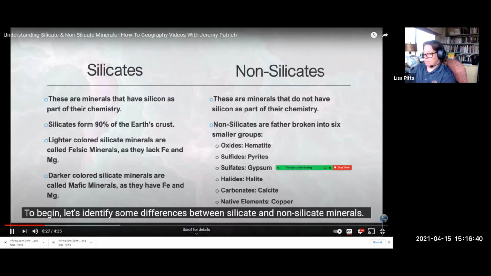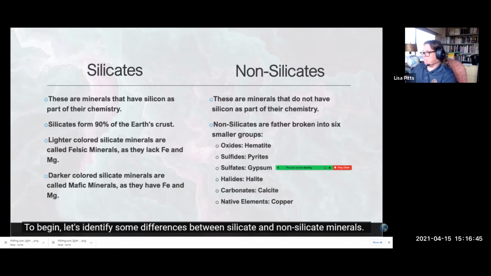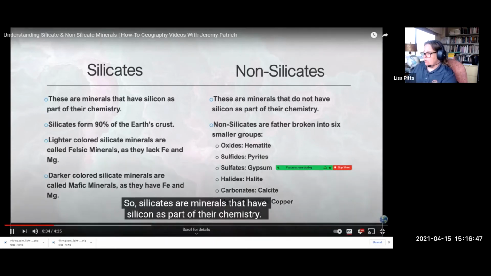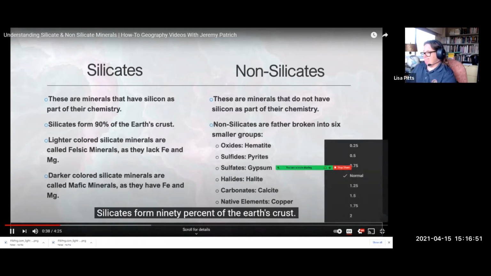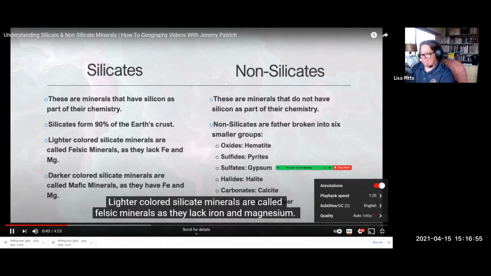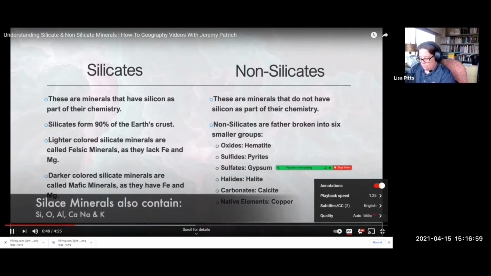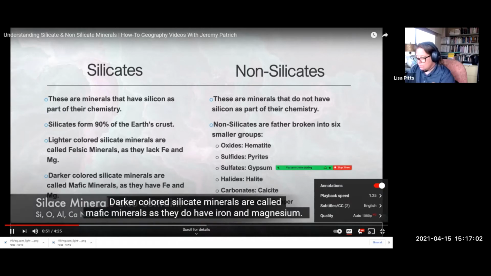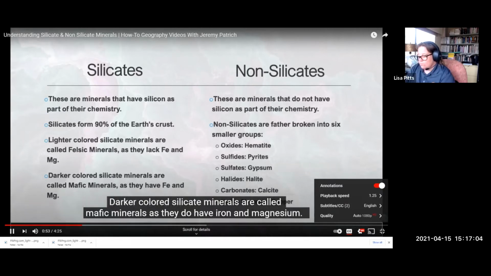To begin, let's identify some differences between silicate and non-silicate minerals. So, silicates are minerals that have silicon as part of their chemistry. Silicates form 90% of the Earth's crust. Lighter colored silicate minerals are called felsic minerals, as they lack iron and magnesium. Darker colored silicate minerals are called mafic minerals, as they do have iron and magnesium.